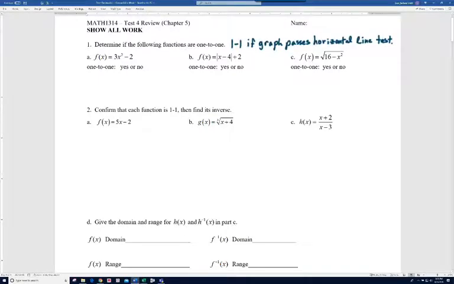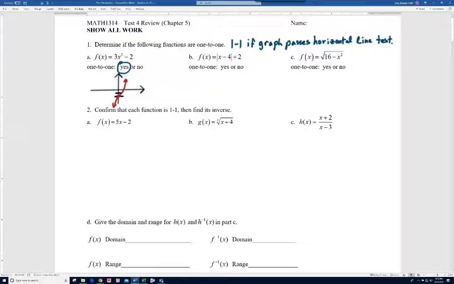Now we know that a function's one-to-one if its graph passes the horizontal line test. And so if you look at a, f of x equals 3x cubed minus 2, we know that the parent function is x cubed, and because of the 3, this one is going to have a vertical stretch, and because of the minus 2, it'll be down 2. So it'll look something like this, and you can see that would pass the horizontal line test if you were to draw horizontal lines. There's no place where you can go through more than one point. And so yes, that is a one-to-one function.